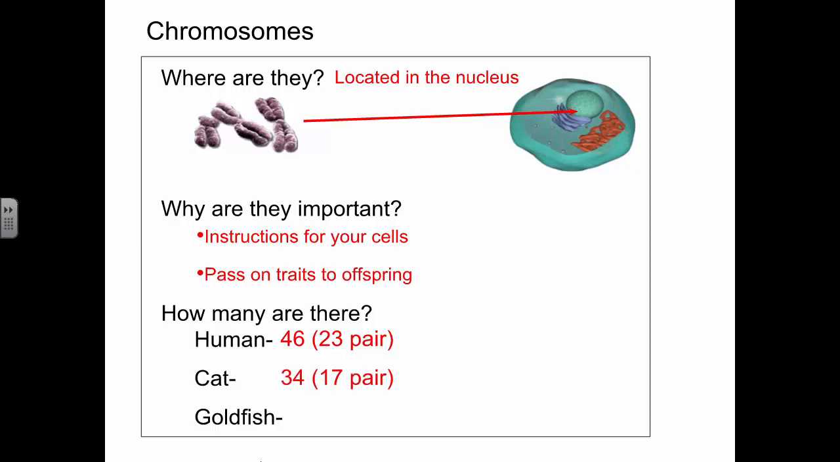Cats have 34 individual chromosomes and 17 pairs. And those carry all the traits of what it is to be a cat. And our 46 contain all the traits of what it is to be a human. Goldfish. How many chromosomes do goldfish have?